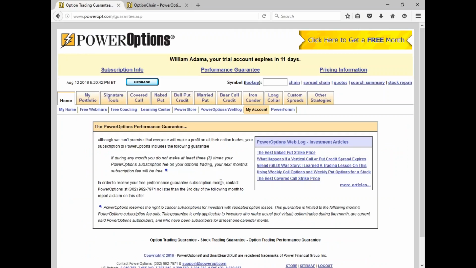We can't promise that everyone will make a profit, but if during any month you do not make at least 3 times your Power Options subscription fee, your next month's subscription will be free. In order to do that, you have to call us.